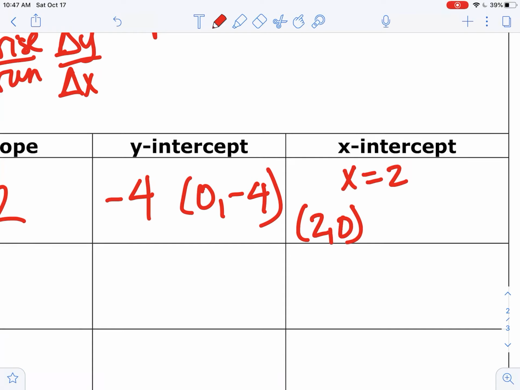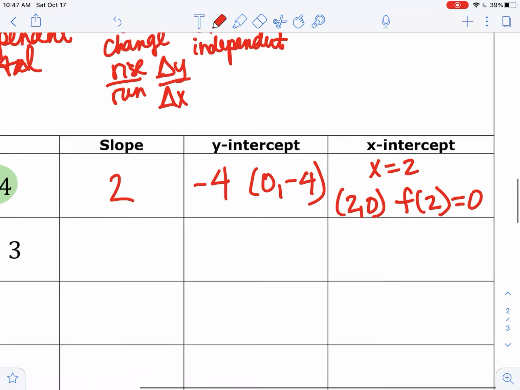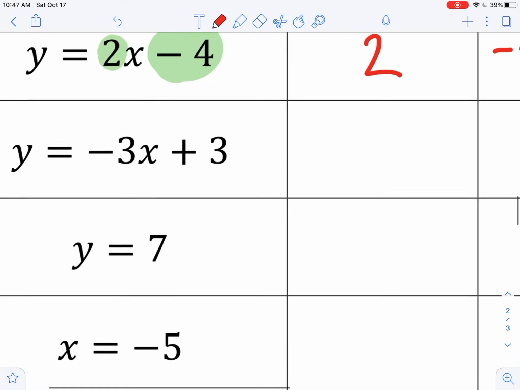You might see it written like this, f of 2 equals 0. Okay, so there's lots of different ways that you're going to see your x-intercept written, and you'll have a lot of practice with that today. All right, taking a look at the next one.